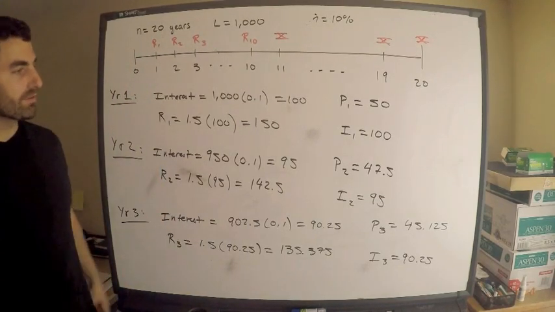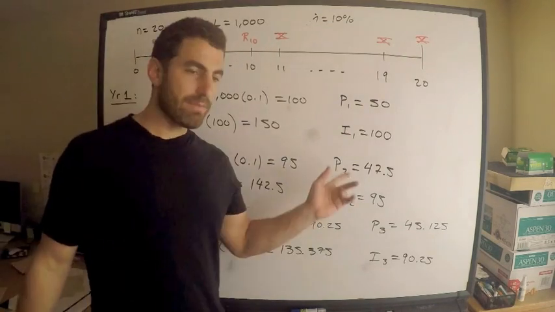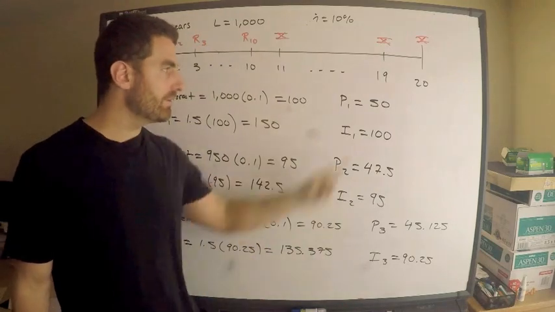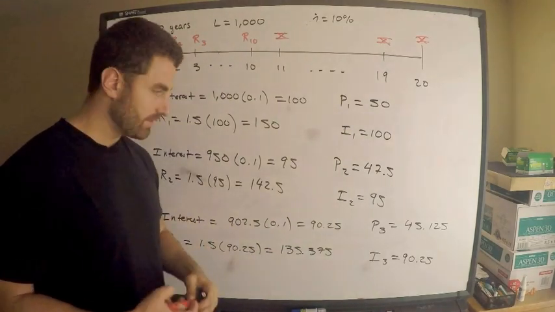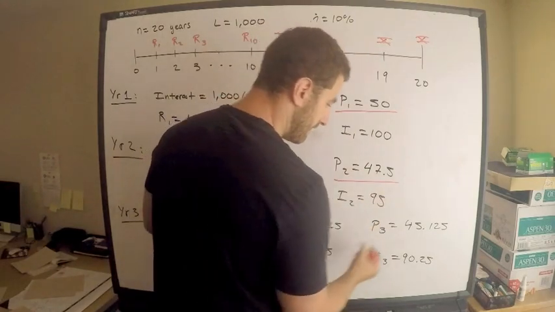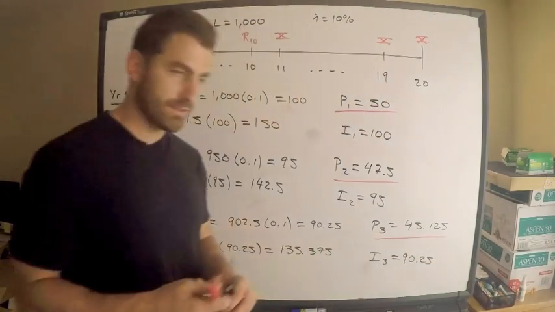And now we need to make an observation. These payments, I just want to look at the principal portion. The principal portion of each payment goes 50, 47.5, and then 45.125.